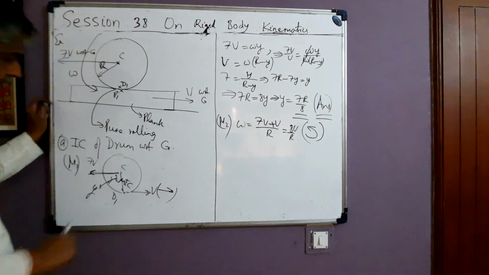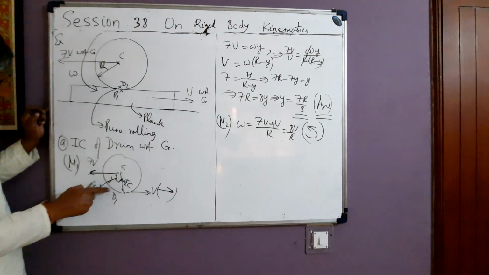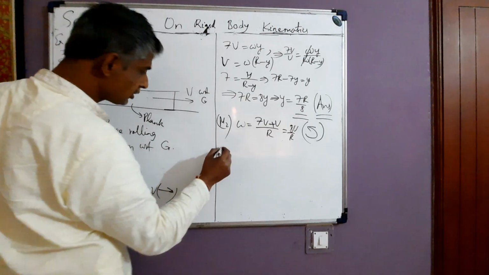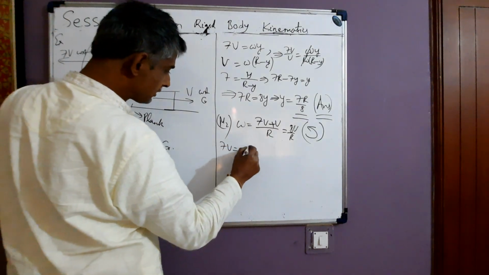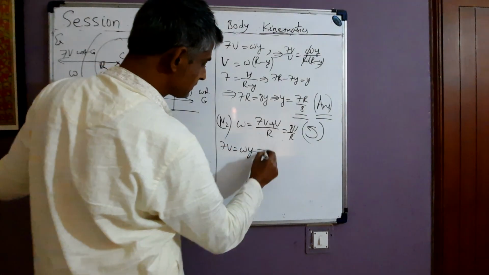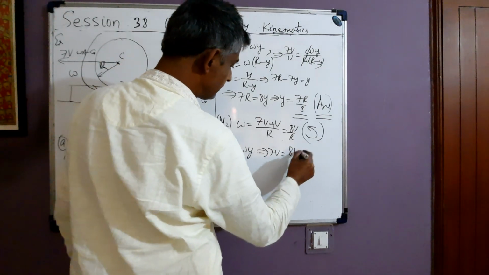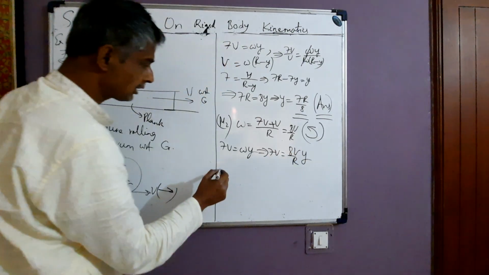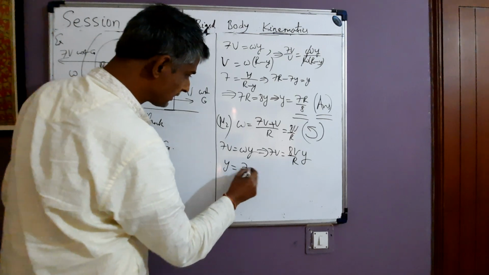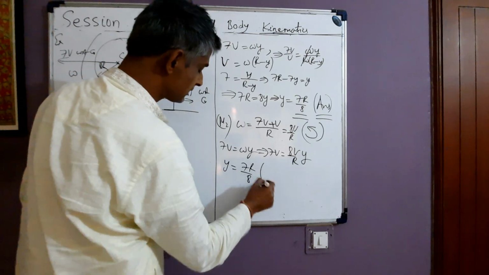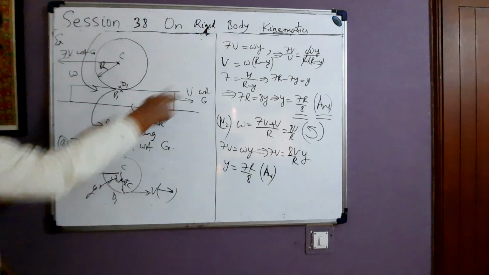Okay. Now center is at a distance y from IC. Velocity of C is 7v. That is equal to omega y. So that means 7v is equal to omega, and omega is simply 8v by r, into y. Okay. v cancels out. y becomes 7r by 8. Same answer as we obtained in method 1.